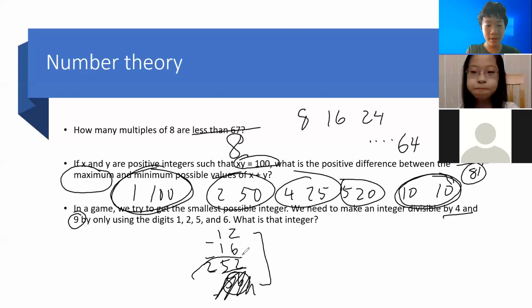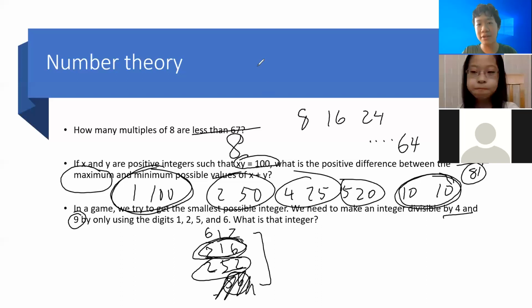Okay, this one might work. 1 plus 6, also 7. 2. Oh, 216. That's even smaller than 252. Finally, for blank 1, 2, it's going to have to be a 6, 1, 2, but that's not bigger, right? So the smallest number is 216.